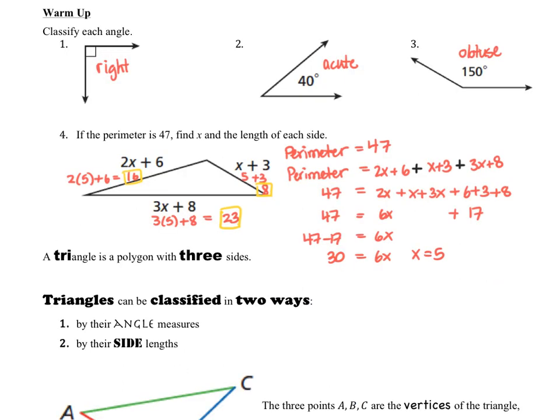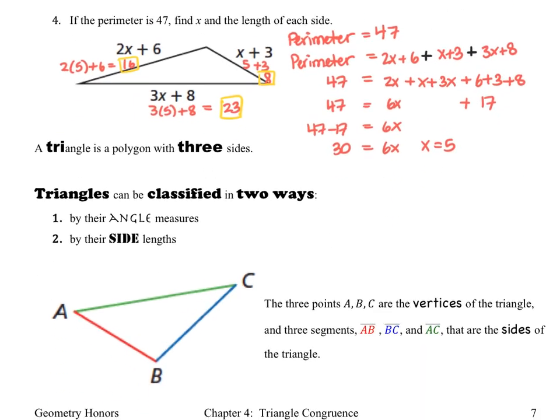Questions 1, 2, and 3 were straightforward, just classifying the angle. Question number 4 was also straightforward, but you might have had to think about that one just a little bit. We have 3 different expressions for the 3 different lengths on this triangle, and we know that the perimeter is 47, so they all add up to 47. Once we set it up as an algebraic equation, we can easily solve for x, which ended up being 5, and we plug 5 back into each of the different expressions to end up with the 3 lengths of the sides of the triangle.